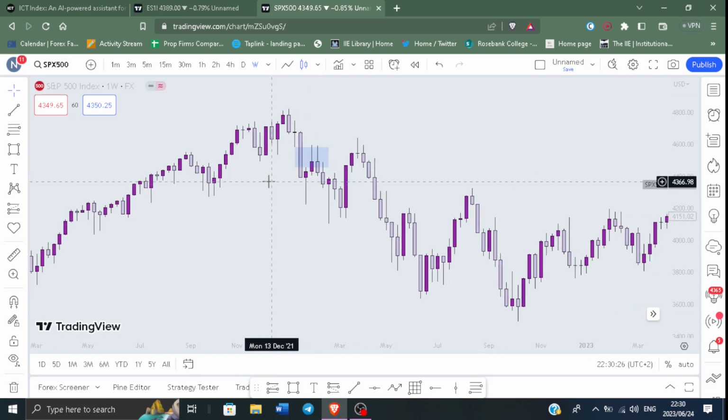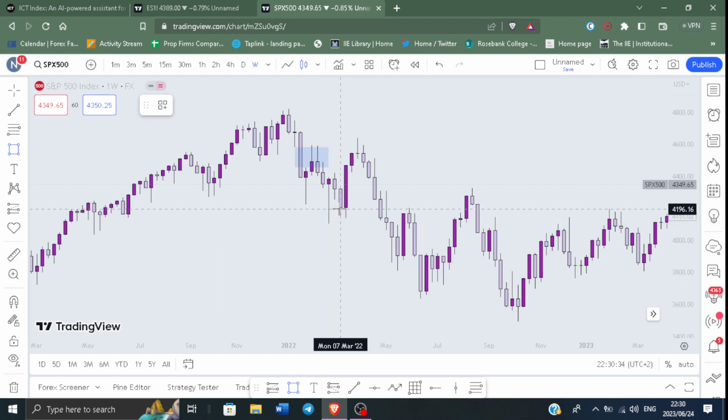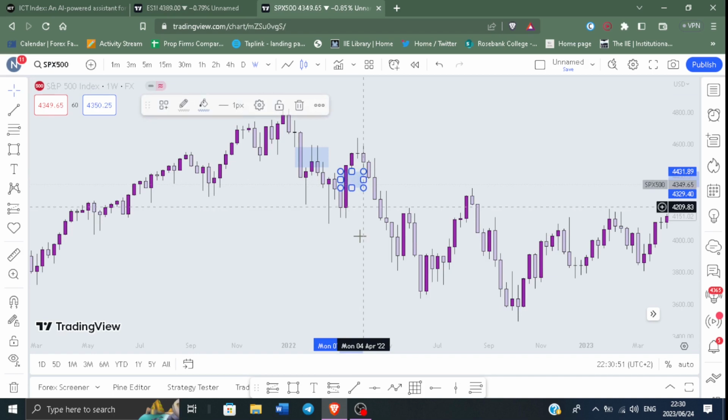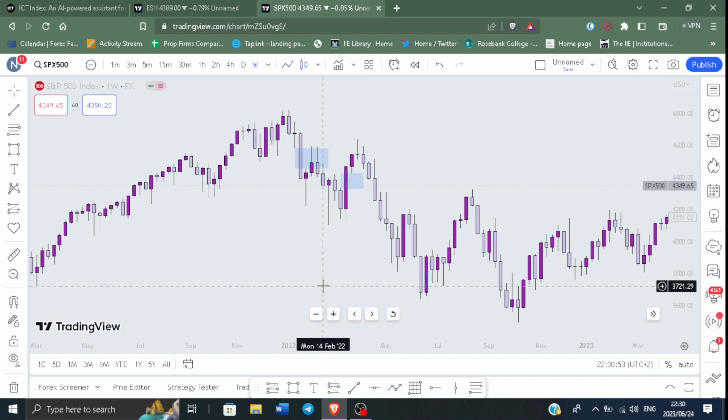A few candles later, you will notice that we have this bearish candle, which is the first candle, then this bullish candle, which is the second candle, and this bullish candle, which is the third candle. If you mark the three out, you will notice that we have another fair value gap in that range. So these are fair value gaps.